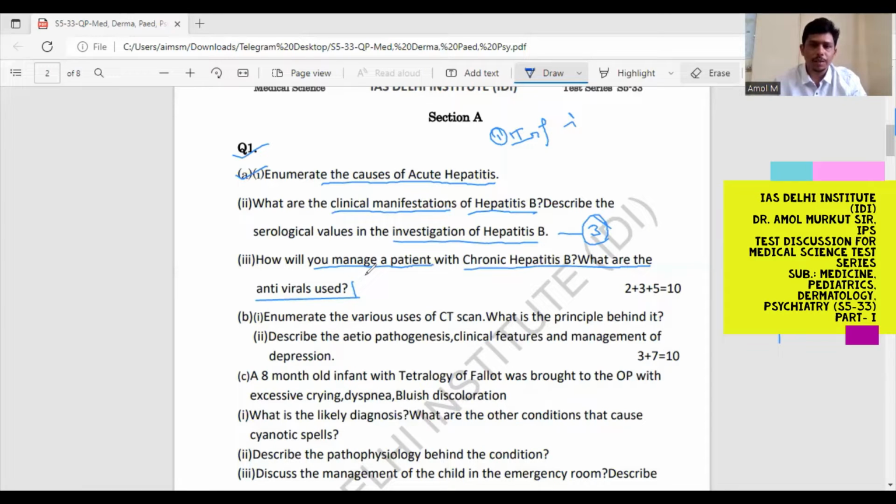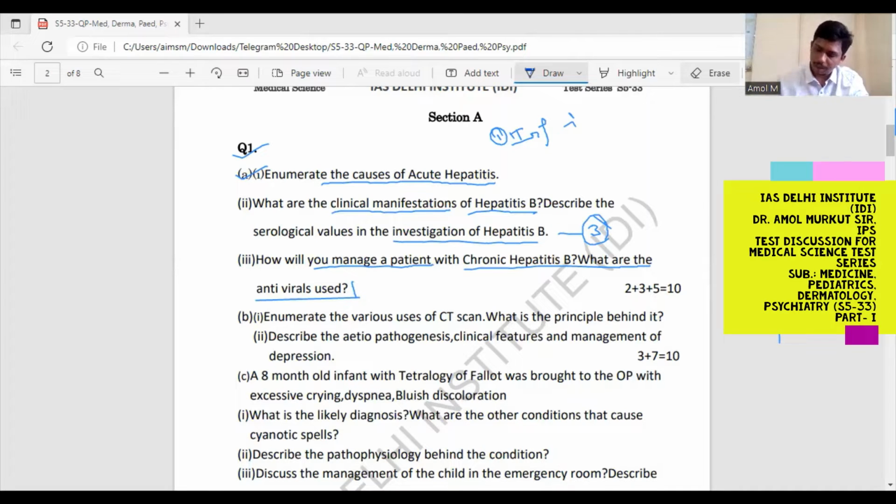Then there is tenofovir, then lamivudine. A few more drugs are there too, but these 3 to 4 at least you have to remember: interferon alpha 2b, then PEG interferon alpha, which is a pegylated form of interferon alpha 2b, then tenofovir and lamivudine. These are the drugs which are used for chronic hepatitis.